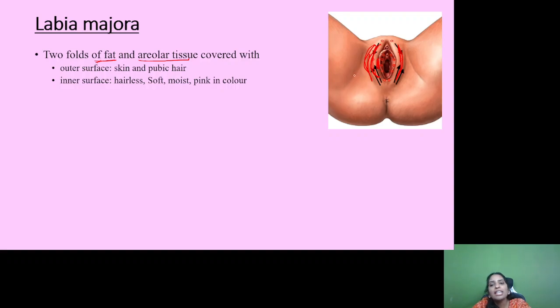So labia majora has two parts: an outer surface, which is the skin and the pubic hair, and an inner surface, which is hairless. This is very important; sometimes you'll get it as an MCQ. Name the structure which is hairless: the inner surface of the labia majora. It is very soft, moist, pink in color.